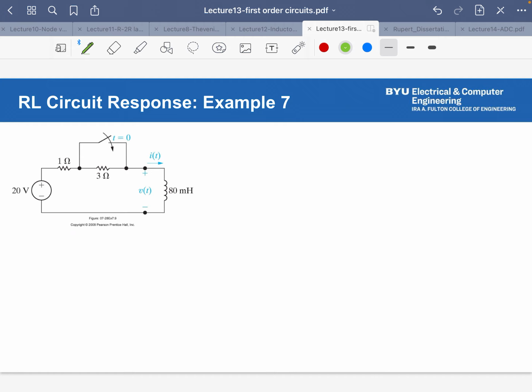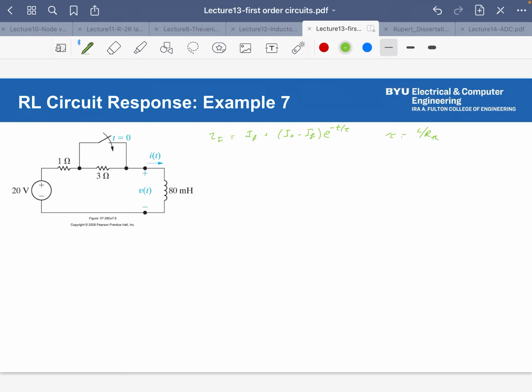All right, let's do this last one. I've got another example, example 7. Okay, so this is a good example because we want to find both the voltage and the current through this inductor. So our formula for the current through the inductor is going to be IL equals I final plus I initial minus I final, e to the minus t over tau, where tau is going to be our L over R Thevenin.